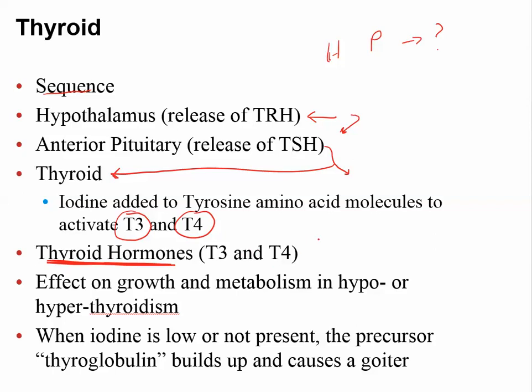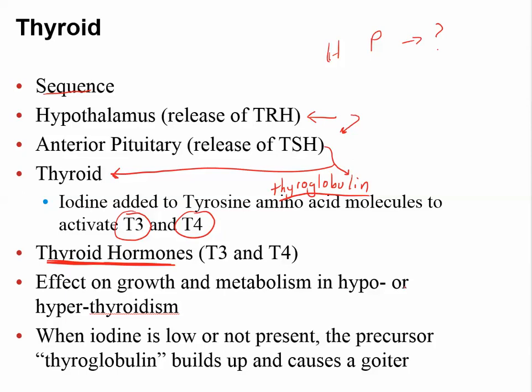And also be able to explain what goiter is, what causes goiter. It's because there isn't enough iodine added to that molecule, thyroglobulin. There isn't enough iodine added to that, and so this just builds up, and that's what causes the goiter. Okay, so these three steps, just remember those.